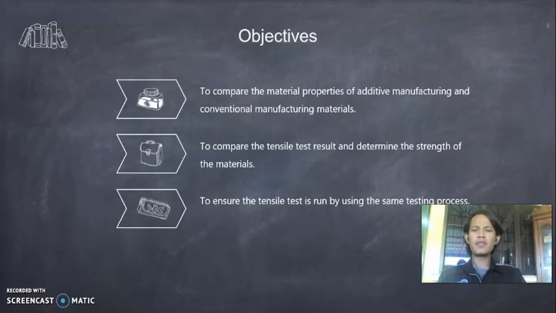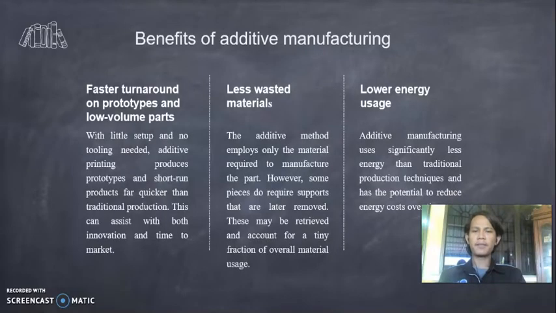The objective of this project is to compare the material properties of additive manufacturing and conventional manufacturing materials. Next, to compare the tensile test results and determine the strength of the materials. Lastly, to ensure the tensile test is run using the same testing process.